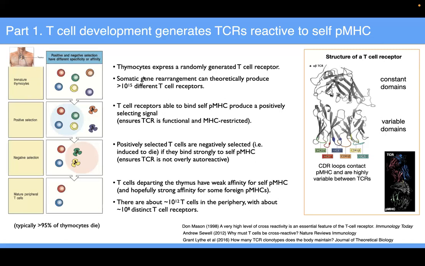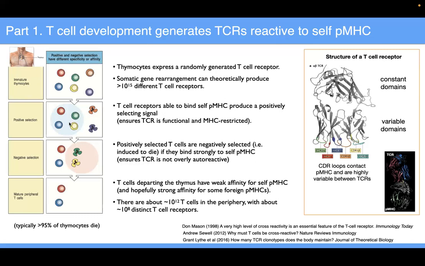And it's been estimated that you could have more than 10 to the 15 different receptors. And I think the more recent estimates are 10 to the 20 or even higher. So you can imagine that if you're generating a receptor by random gene recombinations, it's possible that by chance you'll just get a protein that won't fold properly and won't be expressed.